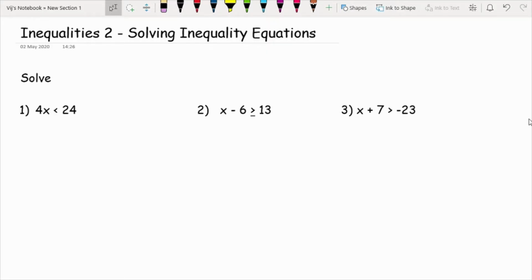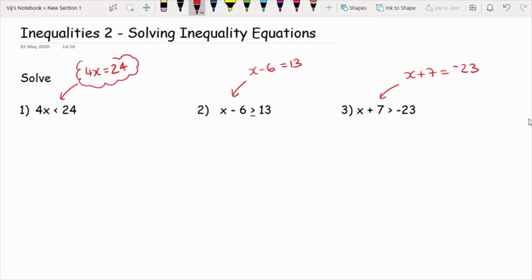Now, the key thing to know about solving inequality equations is that these are solved in the exact same way as when you are solving equations if you had an equal sign instead of an inequality sign. So what I mean is that question 1 is solved in a very similar way as if the inequality was replaced with an equals. With question 2, it's like me solving this equation, and for question 3, it's like me solving x plus 7 equals minus 23. Now, if you're able to solve these types of equations, then this is going to be an absolute doddle.